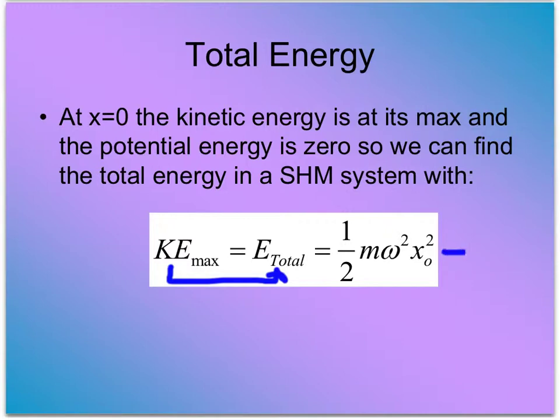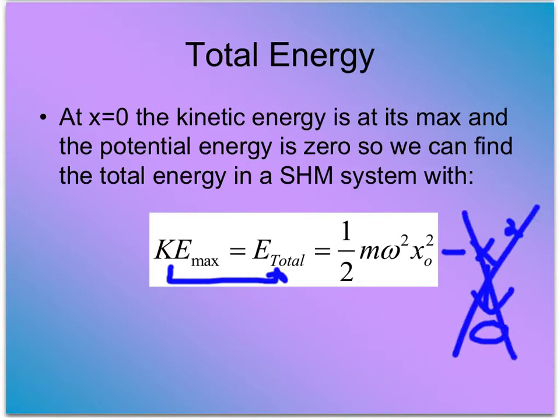Remember that this expression has minus x squared, but if x is 0, then that part of the equation isn't necessary. So we have 1/2 m omega squared x sub 0 squared, again where x sub 0 is the amplitude or the maximum displacement.